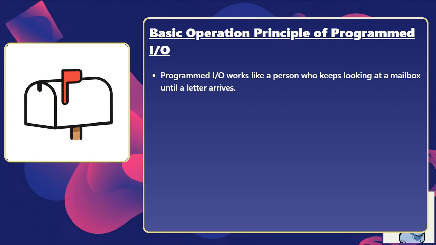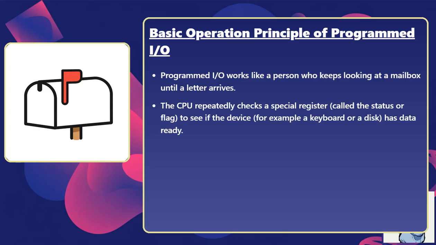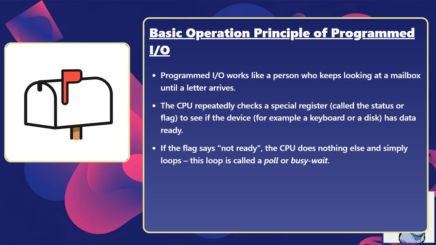Programmed input-output works like a person who keeps looking at a mailbox until a letter arrives. The central processing unit repeatedly checks a special register called the status or flag to see if the device, for example a keyboard or a disk, has data ready. If the flag says not ready, the central processing unit does nothing else and simply loops. This loop is called a poll or busy wait.